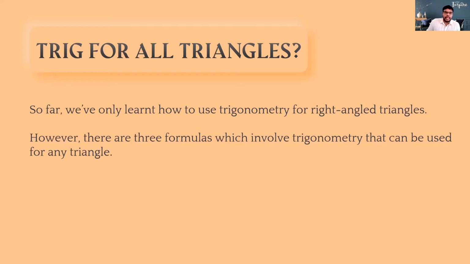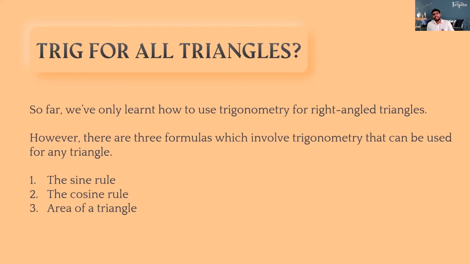So children, there are three formulas which involve sine, cos and tan that can be used for any triangle. So now we extend this to any triangle. The first one is called the sine rule. The second one is called the cosine rule. And the third one is the formula for the area of a triangle. I know that you all already know an area of triangle formula, but that's not the one we're talking about here. This is a different area of the triangle formula.